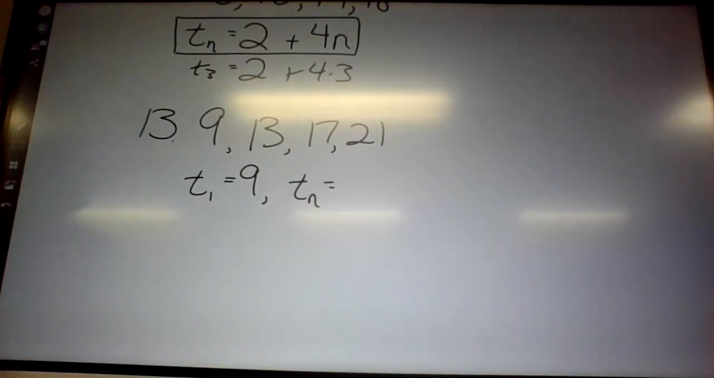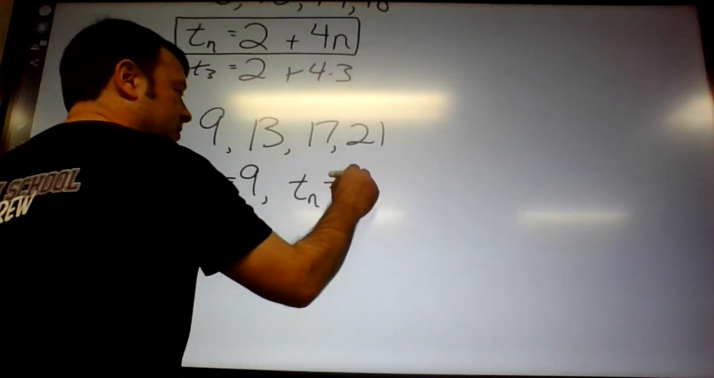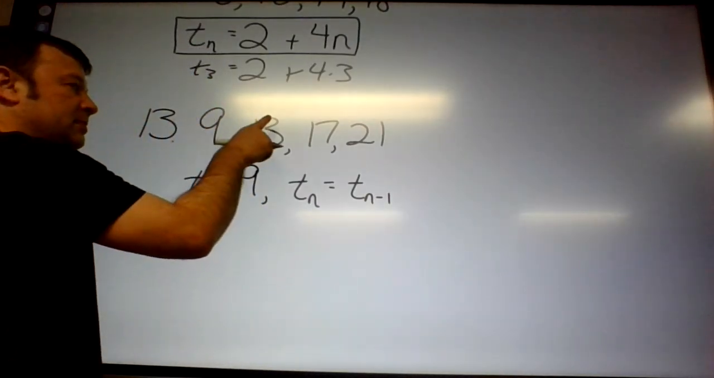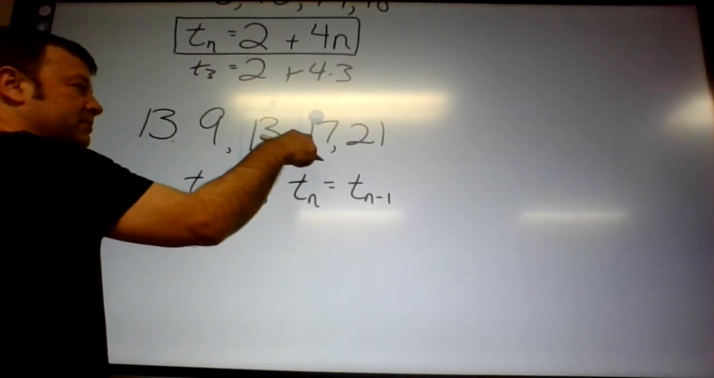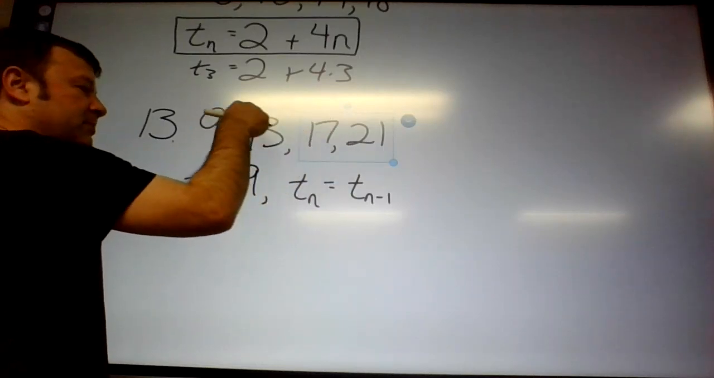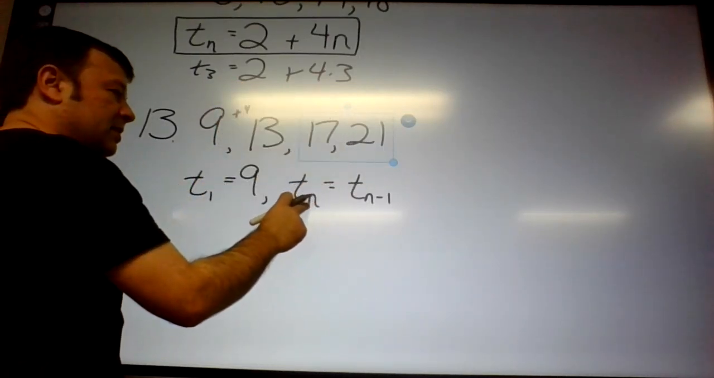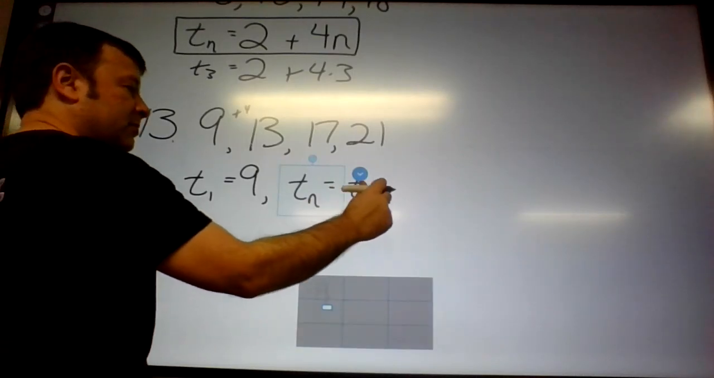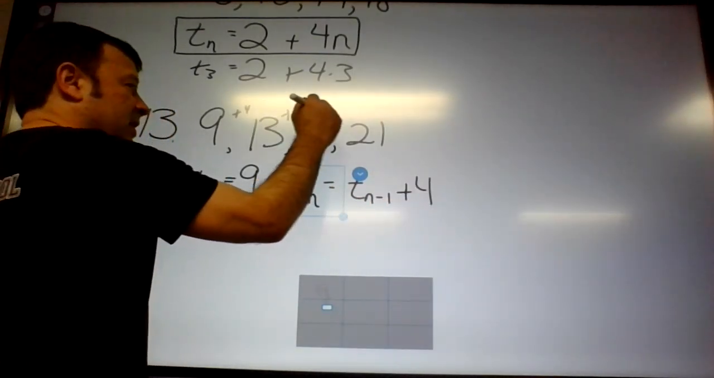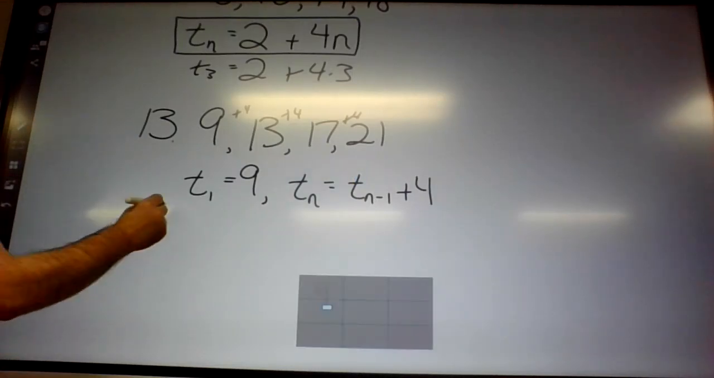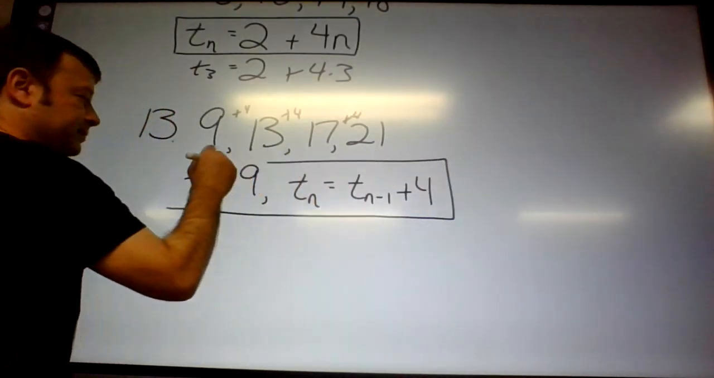Okay, to define the new terms, we're going to define them based on the old terms. So the new term is going to equal the previous term. What do we do to the previous term to get the new term? What's the pattern here? Plus 4. Yeah. The new term equals the previous term plus 4. The pattern is plus 4, plus 4, plus 4. So all of this is the answer.